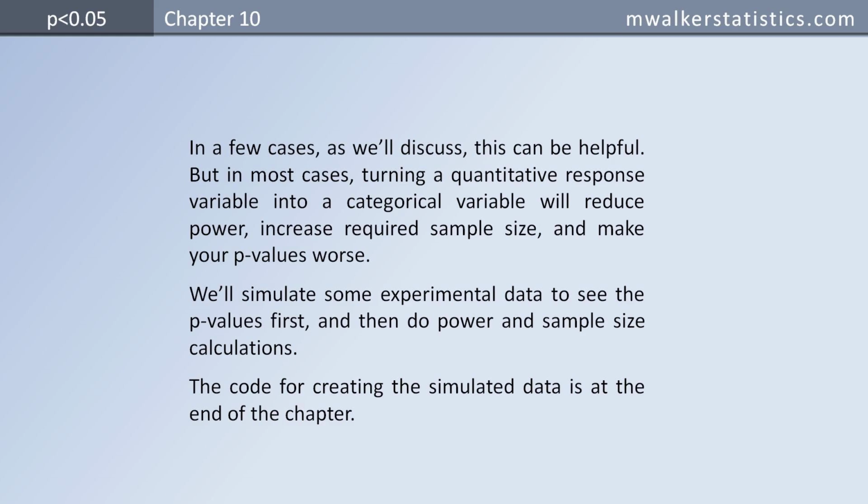In a few cases, as we'll discuss, this can be helpful. But in most cases, turning a quantitative response variable into a categorical variable will reduce power, increase required sample size, and make your p-values worse. We'll simulate some experimental data to see the p-values first, and then do power and sample size calculations. The code for creating the simulated data is at the end of the chapter.